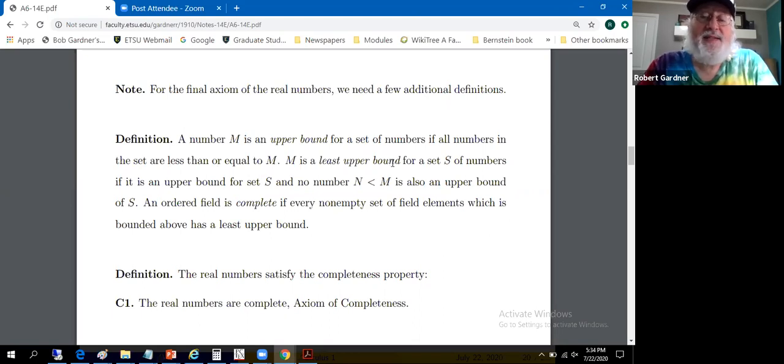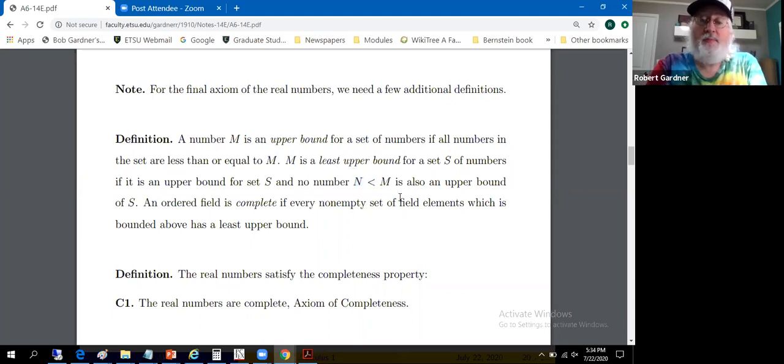M is a least upper bound for a set S of numbers if it's an upper bound for the set and no other n, strictly less than m, is also an upper bound of S. So they've worded it as an upper bound for which there are no smaller upper bounds. It itself is a least upper bound. There are no lesser upper bounds because m is the least upper bound.